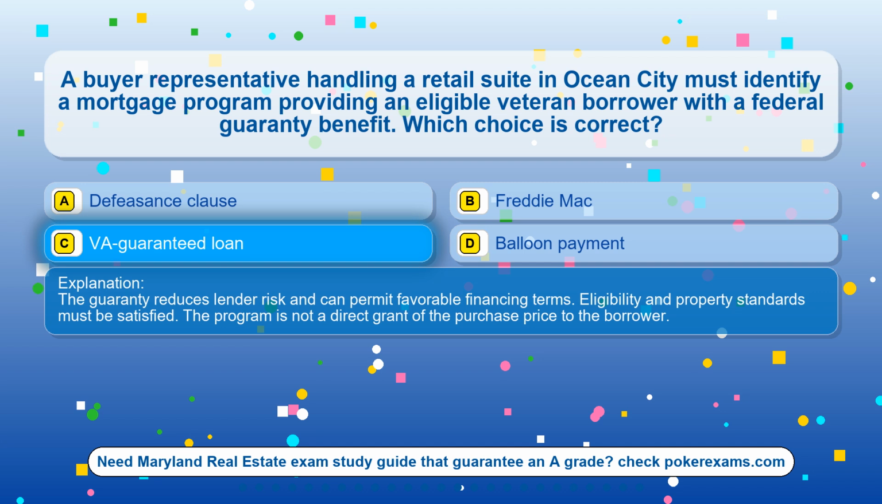The guarantee reduces lender risk and can permit favorable financing terms. Eligibility and property standards must be satisfied. The program is not a direct grant of the purchase price to the borrower.